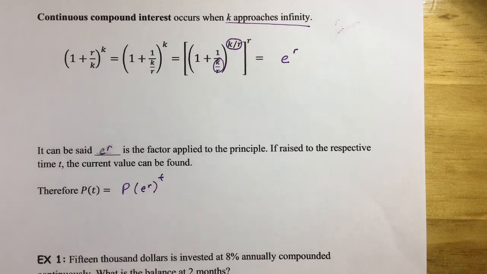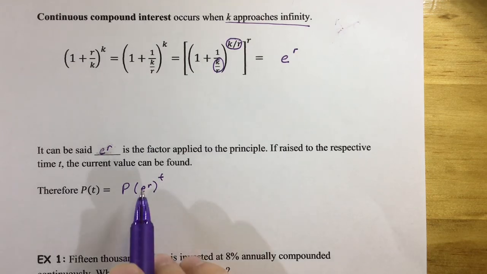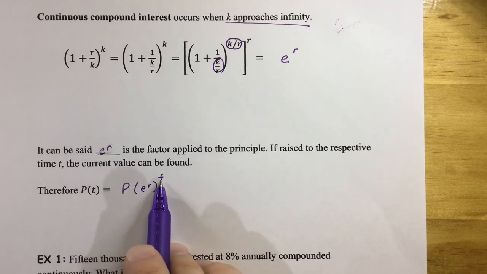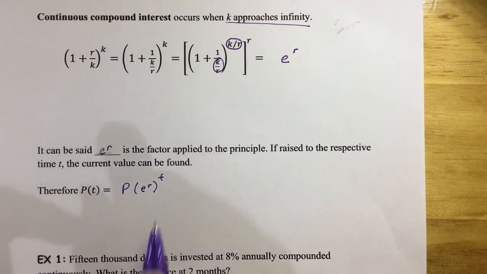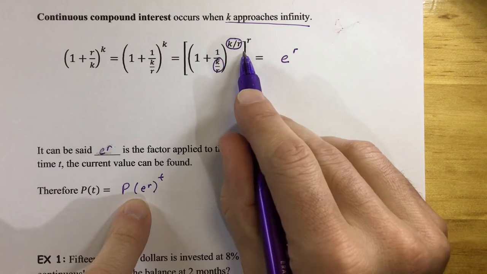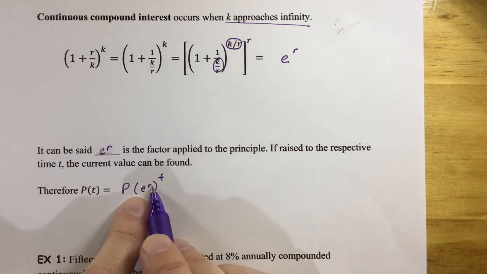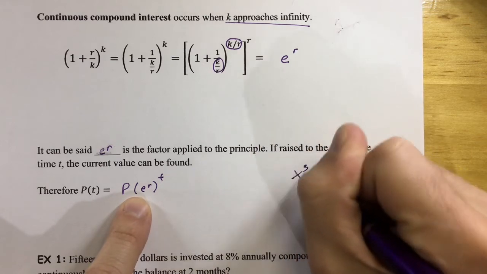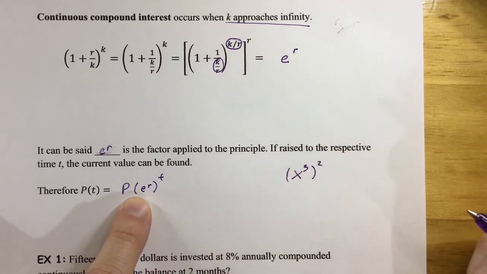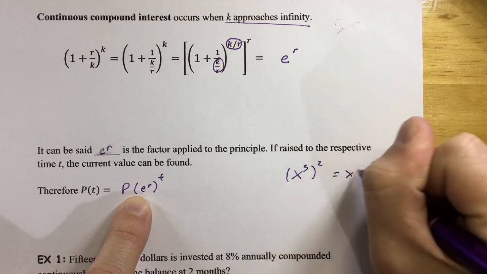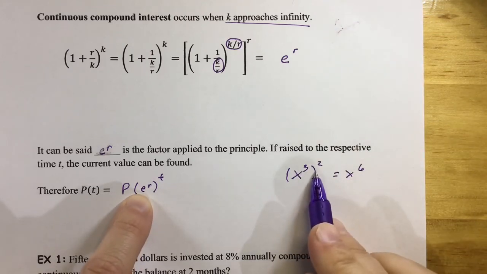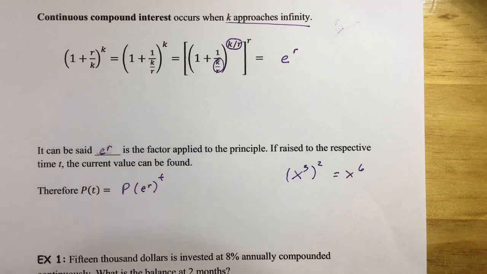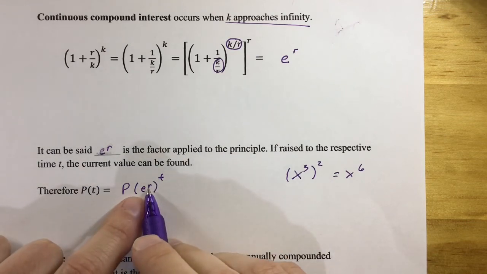And that goes all the way back to our hamburger problem, in any exponential growth, you have some factor raised to a power. But here's the neat thing too, this is also the power rule, which I had talked about up there. If you have e to the r power and then you raise it to the t power, let's give a little example over here to the side. If you have x cubed to the second power, that's the same thing as x to the sixth power. It's called the power rule. You get to multiply exponents when it's an exponent to an exponent. That's what we have here.